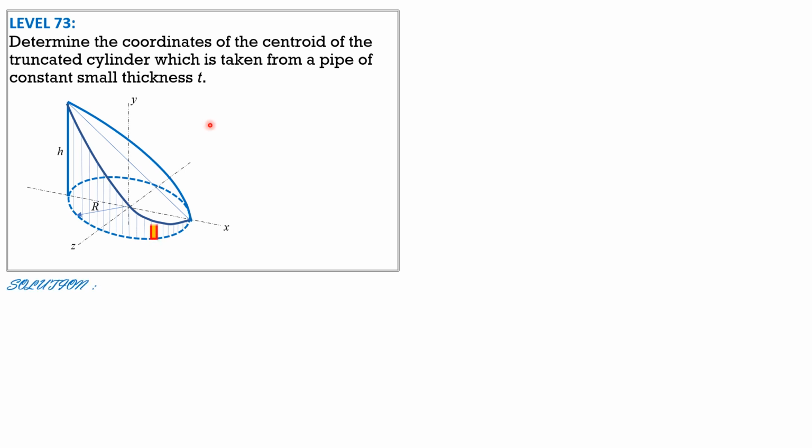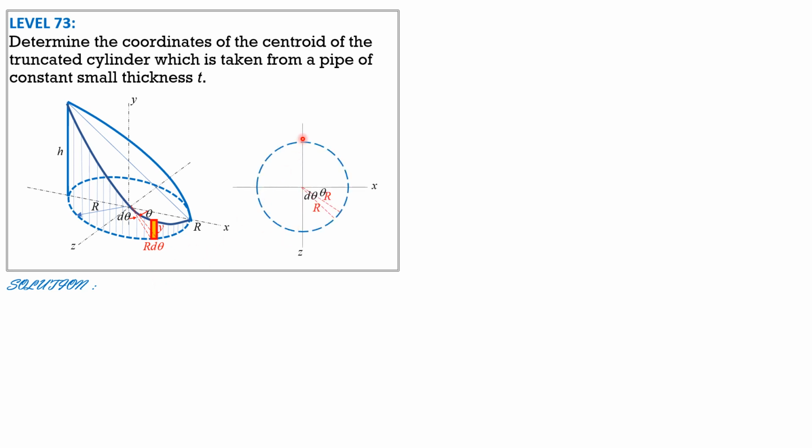So let's have a strip shown. Then this is d theta. The height is y. The radius is r. And this is theta from the x-axis towards that differential element for d theta. So that is y. This is r d theta, the length along the curve or circular path. And remember the thickness is t.